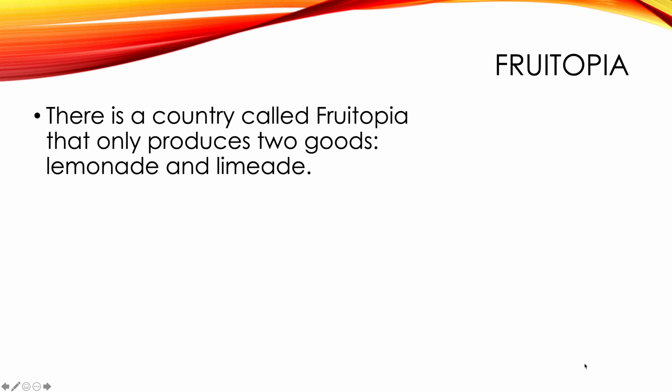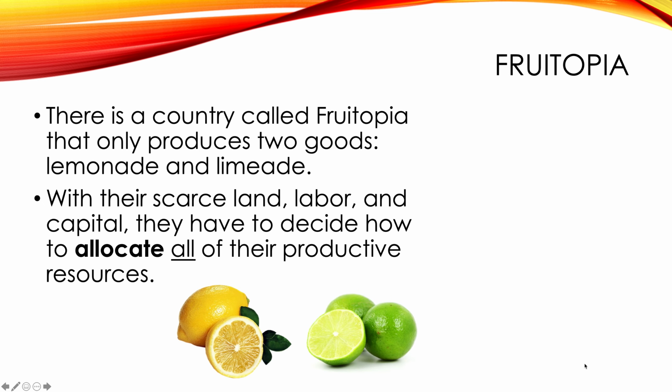So there is a country called Fruitopia that only produces two goods, lemonade and limeade. And with all of their scarce land, all their labor, all their capital, both physical and human, they have to decide how to allocate all of these productive resources. So what do they grow? Do they grow lemons? Do they grow limes? They have to decide where to send their land, their labor, and their capital towards producing what.